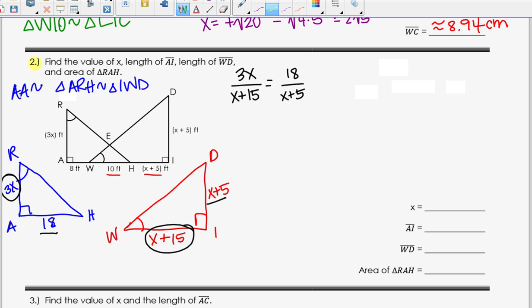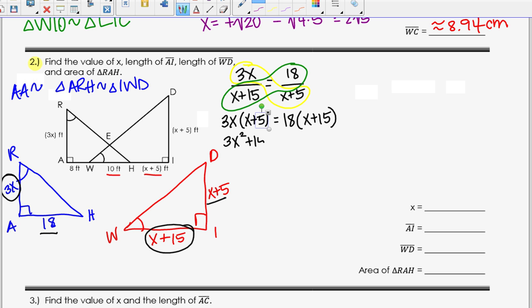Now, you guys, when we go to cross multiply, we get 3x times x plus 5, and then we're going to get 18 times x plus 15. Okay, so we have to do some distributing here. So we end up with 3x squared plus 15x equals 18x plus 18 times 15, which is 270.